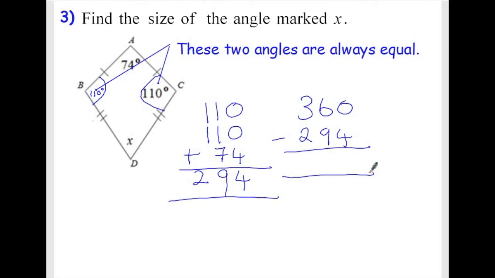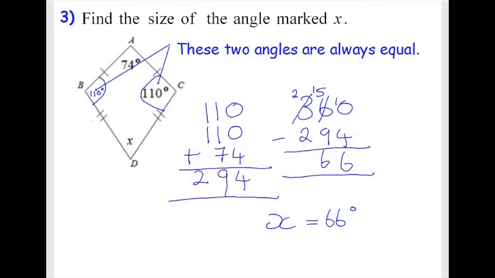0 take away 4, we can't do it, so we borrow from the 6, which becomes 5. 0 becomes 10. 10 take away 4 is 6. 5 take away 9, we can't do it, so we borrow from 3, which becomes 2. And the 5 becomes 15. 15 take away 9 is 6. 2 take away 2 equals 0. So x is equal to 66 degrees.